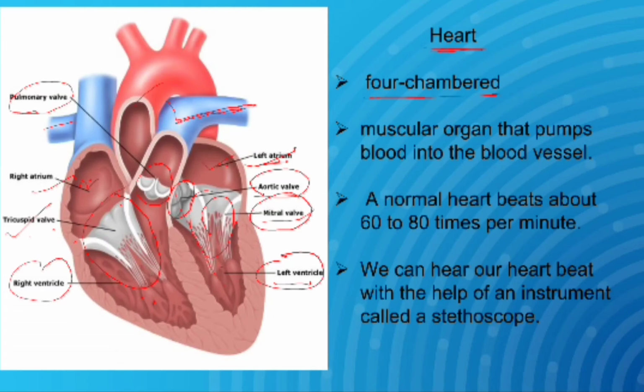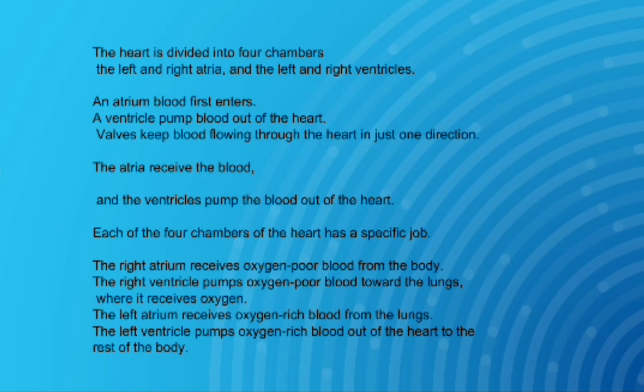Per minute there are nearly 60 to 80 heartbeats, which is the heart rate or the pulse you can find out. Now how do you know this? You can find this out through the stethoscope. This is also known as the pulse rate of blood.